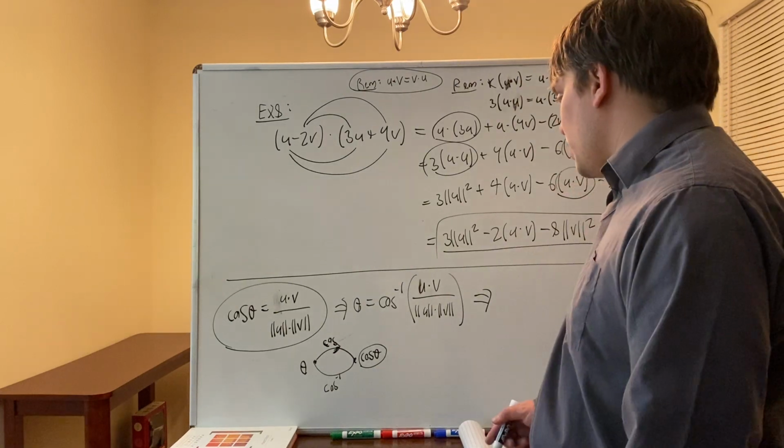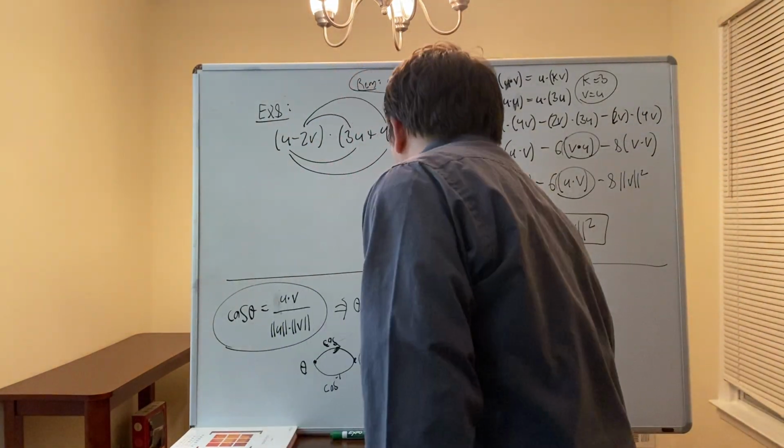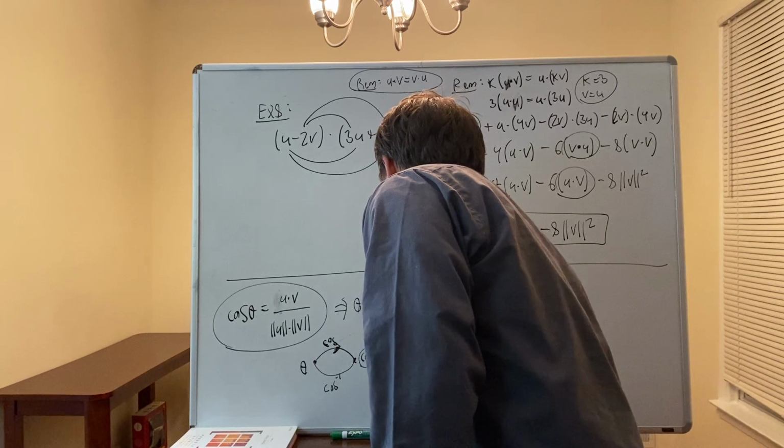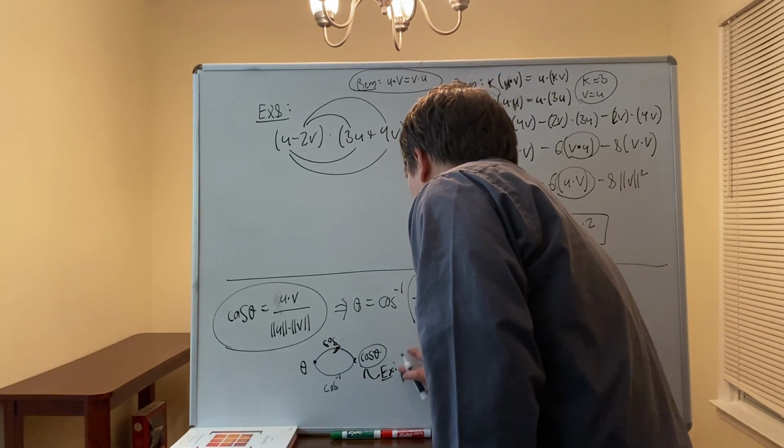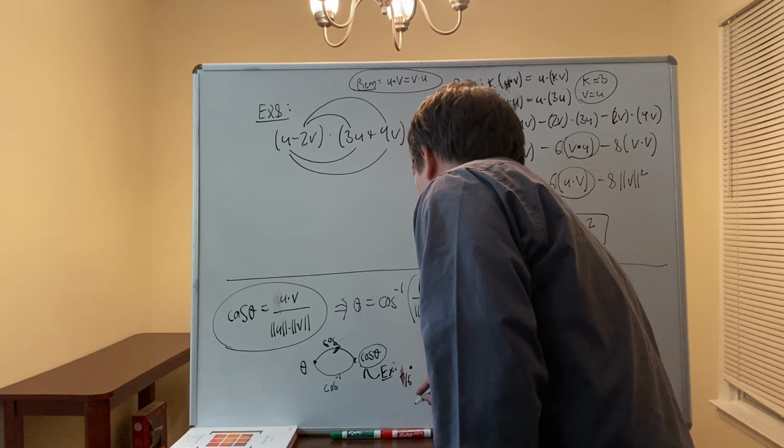So as an example of that, if you had the angle, let's say pi over 6 radians, that's your theta.